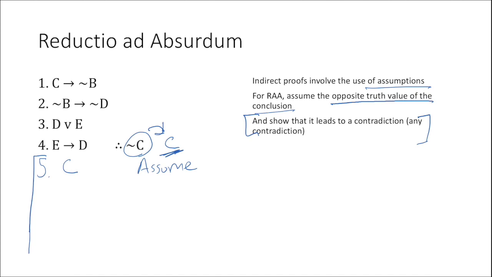And so we're going to assume the truth of tilde C, which is the opposite truth value of the conclusion C, and we're going to see if we can arrive at a contradiction. Any contradiction. Doesn't have to be the same contradiction. It could be any contradiction. So let's assume the truth of tilde C.